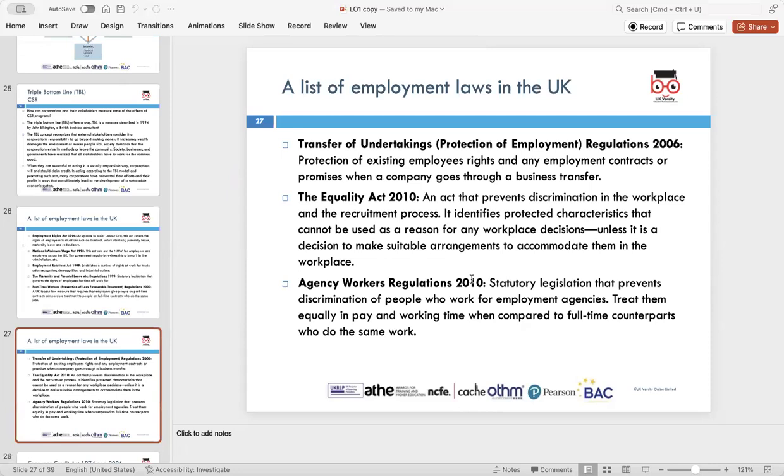Okay, so the Transfer of Undertakings Protection of Employment Regulations 2006 are designed to safeguard the rights of current employees as well as any employment contracts or promises that may be in place during the process of a company undergoing a business transfer.